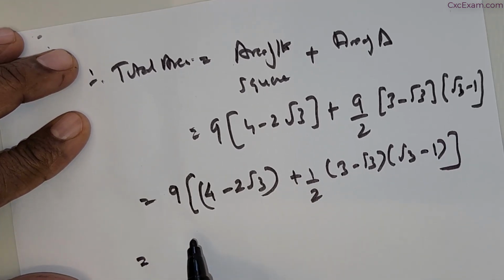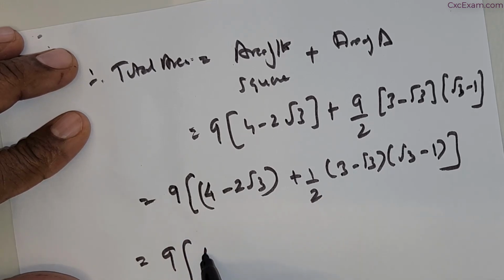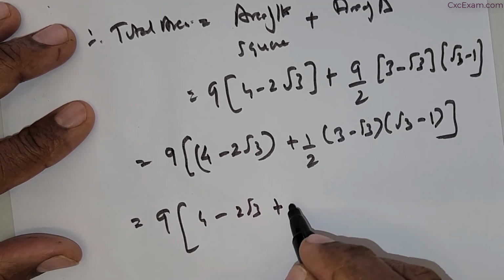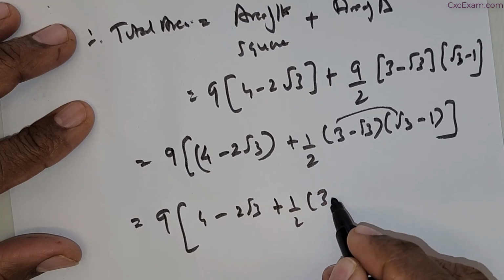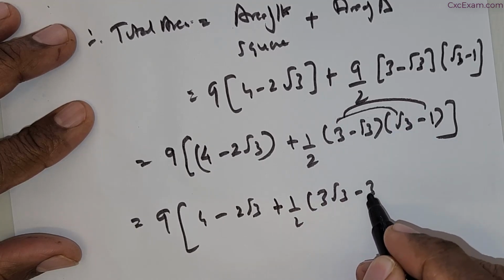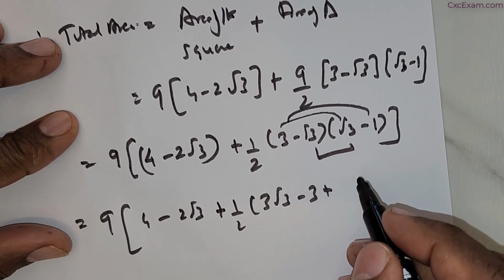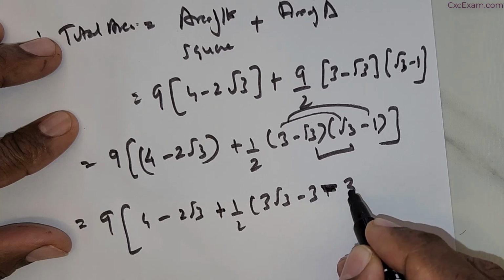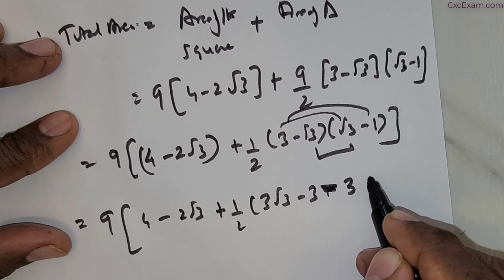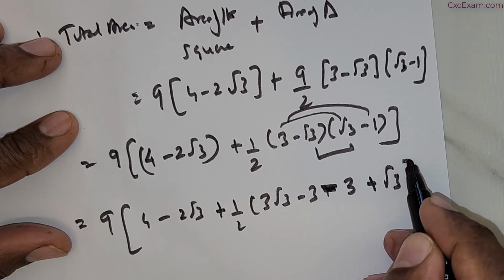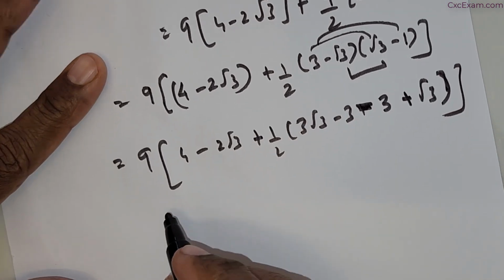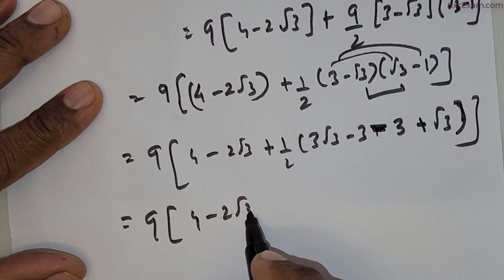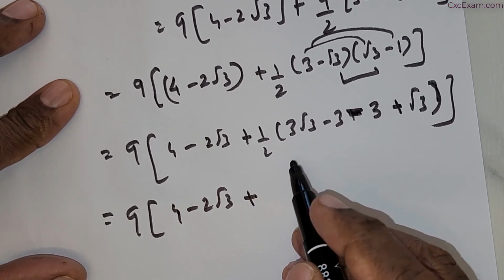So we need to actually distribute this value of 1 over 2. So this is 4 minus 2 times the root of 3 plus. Now let me multiply 3 with the root of 3, and then 3 with minus 1, and then root of 3 with root of 3 times root of 3. That's going to be minus 3 and plus root 3. This is what we are getting, right? So this is going to be equal to 9 of 4 minus 2 times root of 3 plus 1 over 2.